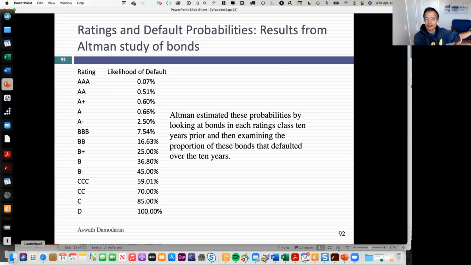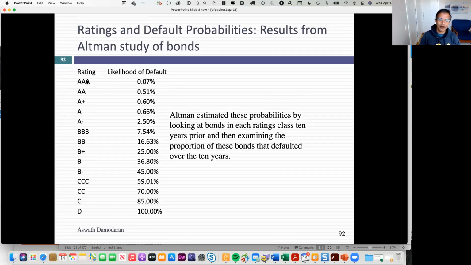So he goes back 10 years, looks at bonds that are rated AAA, AA, then looks at what percentage of those bonds default over the next 10 years. So guess what? If you start off with AAA rated companies, over the next 10 years, the probability of default is 0.07%. When I first saw this table, I was surprised it wasn't zero, because what are we told about AAA rated companies? They almost never default. Almost never is the key phrase. It's very rare, 0.07%.